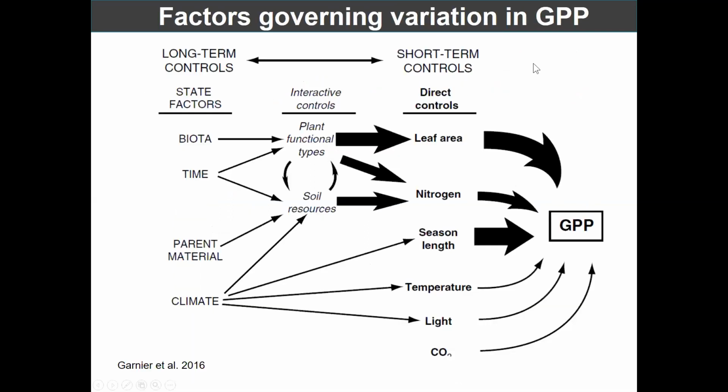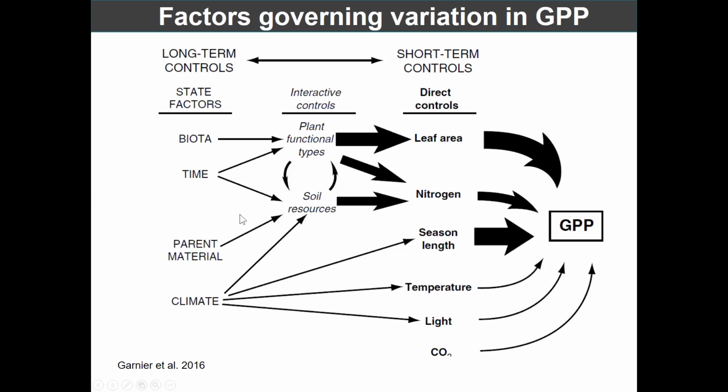And here you can see, this is from one of the book chapters that you have in the folder for the lectures. These are the main factors governing variation in gross primary productivity at ecosystem level. And you can see here that there are different controls that are split into long-term controls and short-term controls. And most of the state controls that are here on the left are related to environmental factors or abiotic conditions.